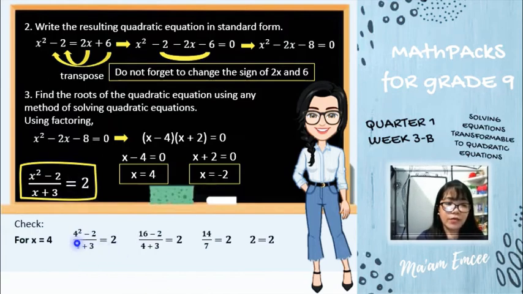Then we simplify. 4 squared is equal to 16 minus 2 over 4 plus 3 is equal to 2. 16 minus 2 is equal to 14.